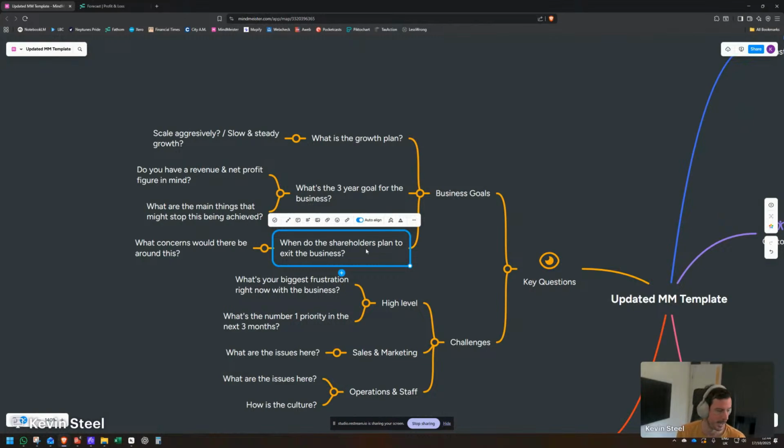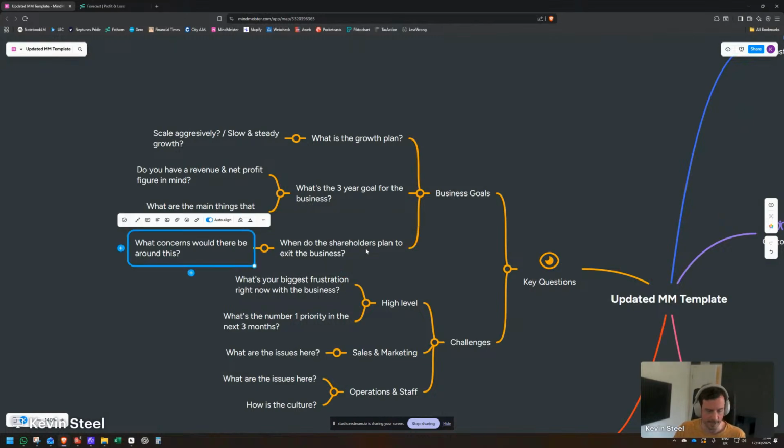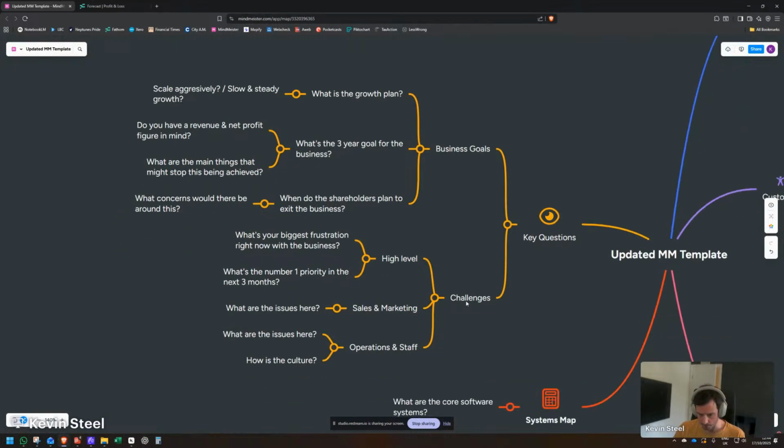So if you took the example of, let's say, a business that wanted to exit via an EOT, an employee ownership trust, the shareholders in the business would have different goals there. And would there be any concerns around the shareholders exiting the business? Then we come on to some challenges.